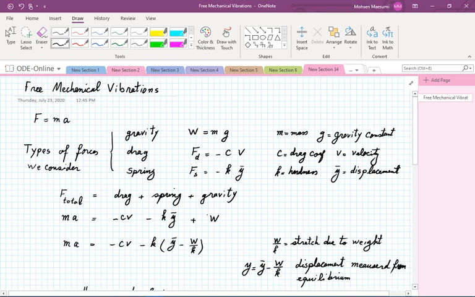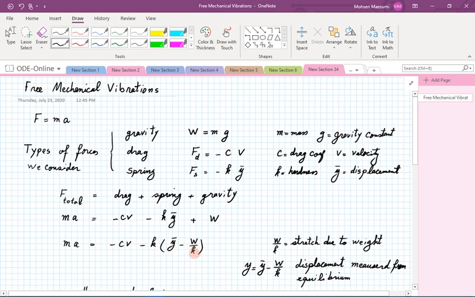Now, to make our treatment a little bit easier and make the problem faster to solve, we are going to integrate gravity in our consideration so that we move it out of the picture. How do we do that? We write the formula ma is equal to minus cv minus k, and then I factor the k here, and I'll have y bar minus w over k.